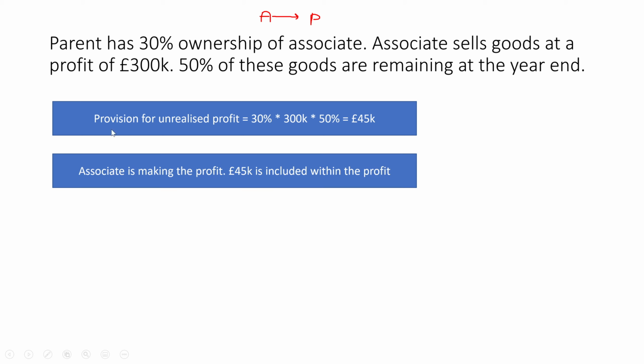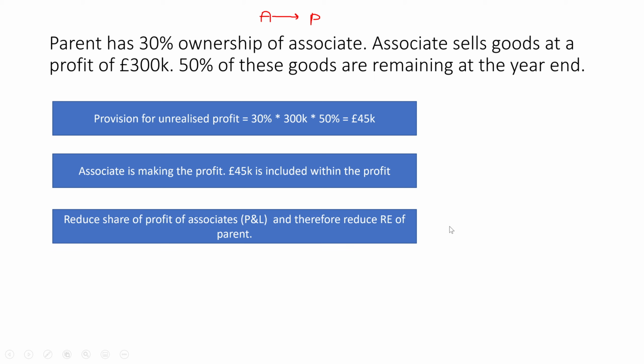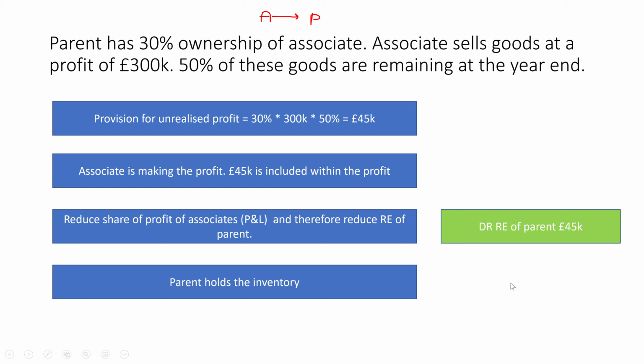So the associate is making the profit and 45k is included within the profit. So we reduce the share of profit of associates by 45k. So remember this is debited to investment in associate. We reduce it by 45k, and we therefore reduce the retained earnings of the parent by 45k. So debit retained earnings of parent 45k. But it's the parent who's holding the inventory. So you credit group inventory by 45k because that inventory is included on the consolidated balance sheet.